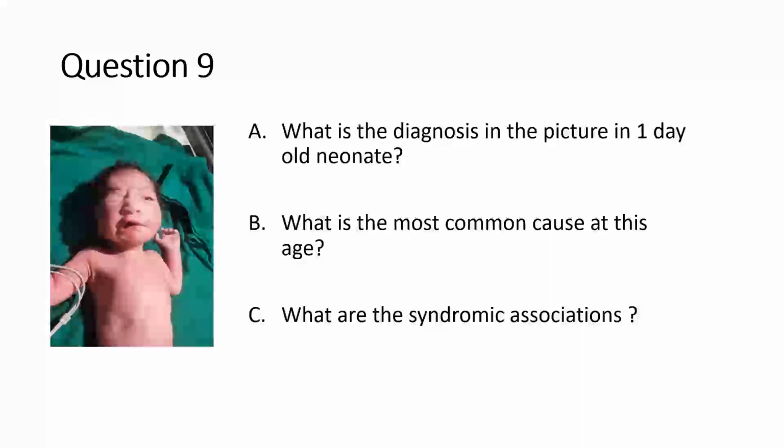Okay, so right, it is a left-sided facial palsy. We can see that there is an obliteration of the nasolabial fold. There is a deviation of the mouth, and the left side of the eye is open. So this is a classical left-sided facial nerve palsy, which has been noted on day one itself.